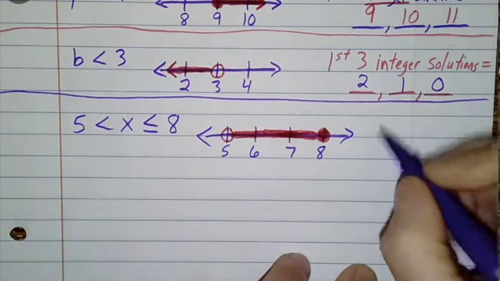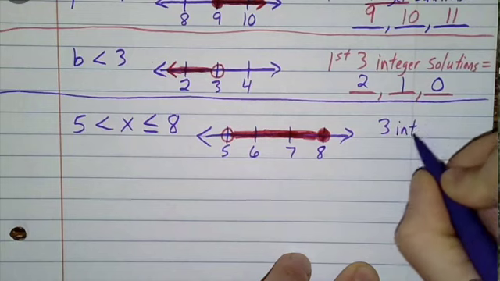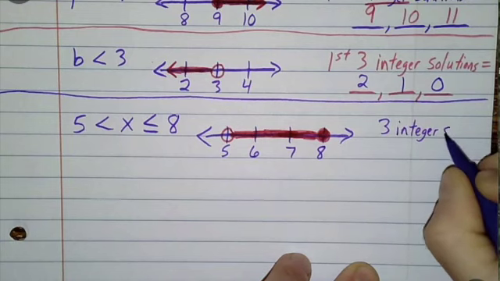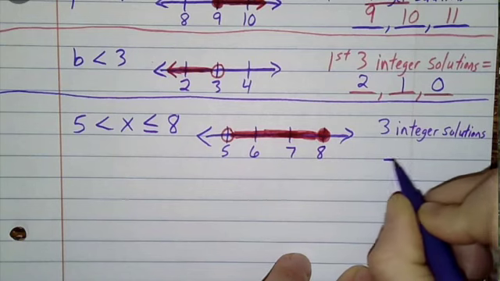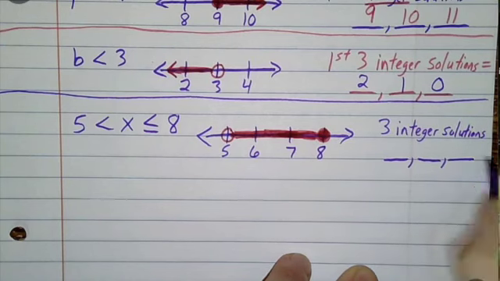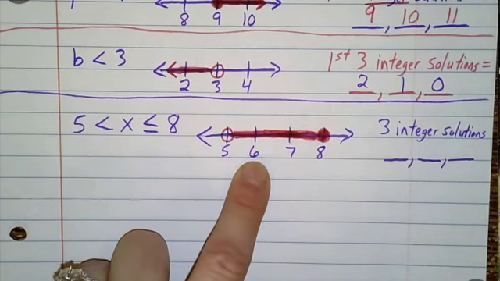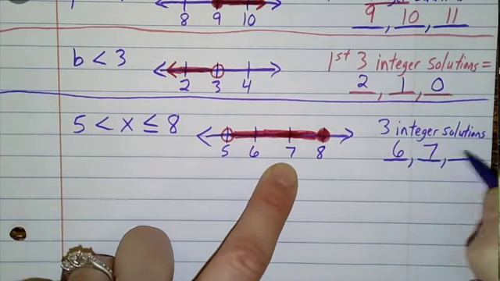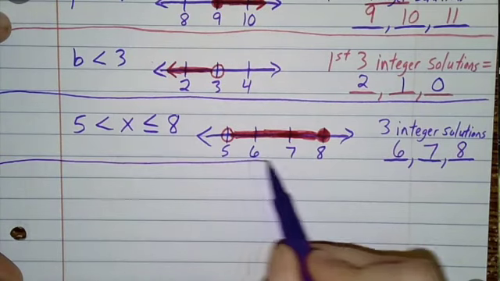This asks for what are the 3 integer solutions, and there are 3. What are the 3 integer solutions? Remember, it's not equal to 5. That's open, so the next integer could be 6, and then 7, and then 8. Draw a line here.